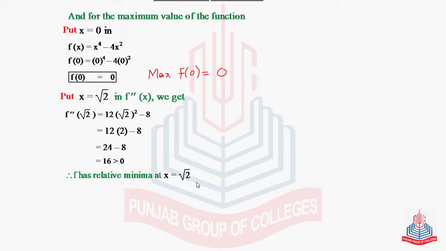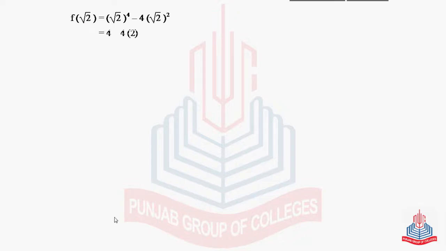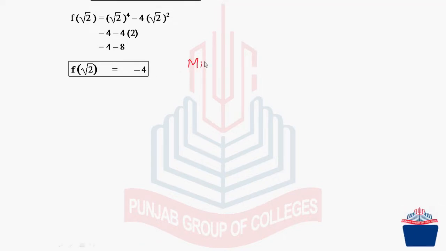And as the second derivative is greater than 0, the given function has a relative minimum at x is equal to square root 2. And for that minimum value of the function, we will put x is equal to square root 2 in our given function, and that is minus 4, which is a minimum value. So minimum f of square root 2 is minus 4.